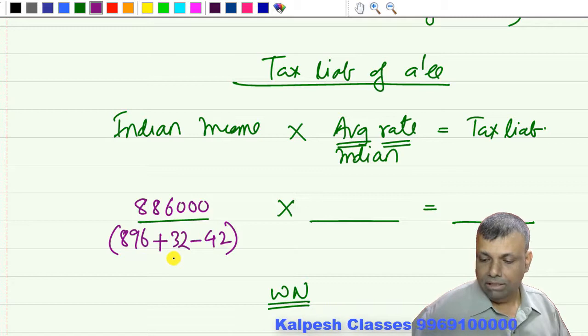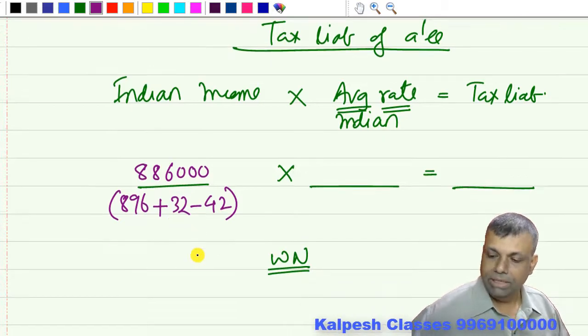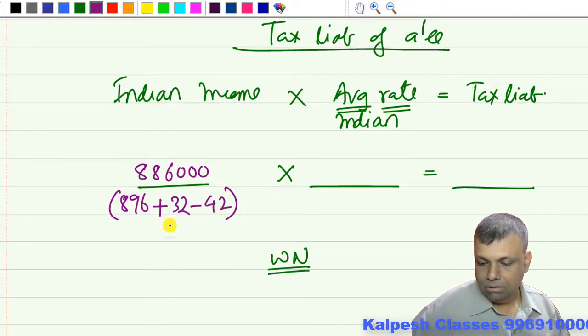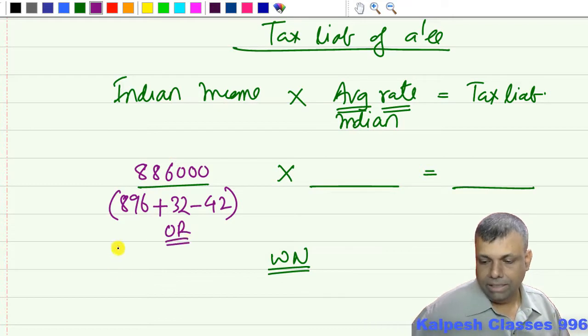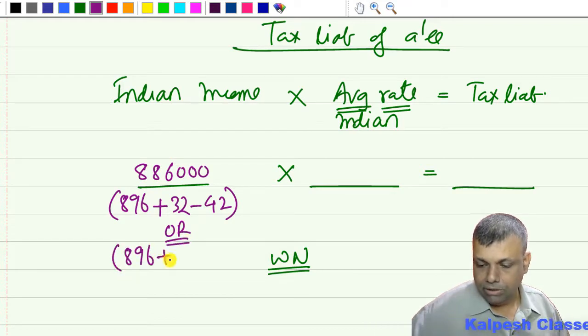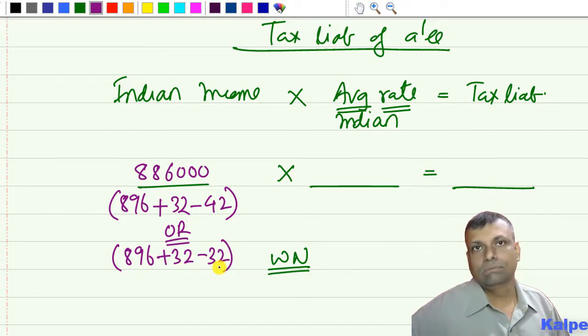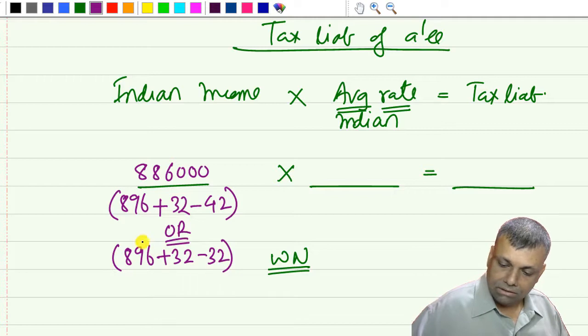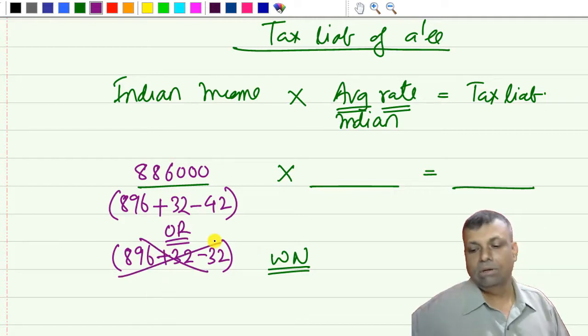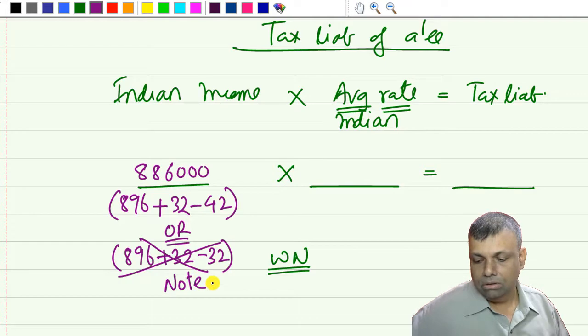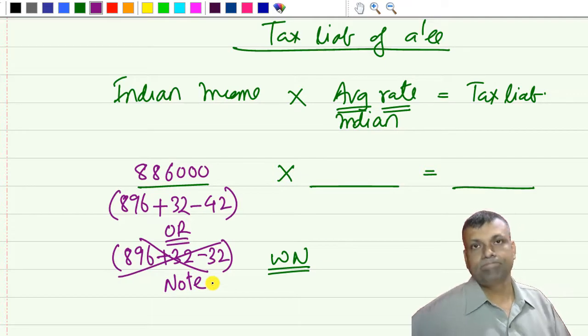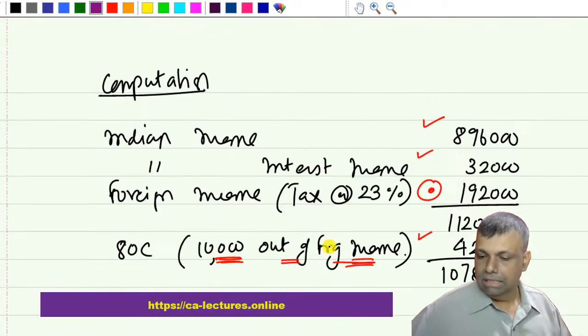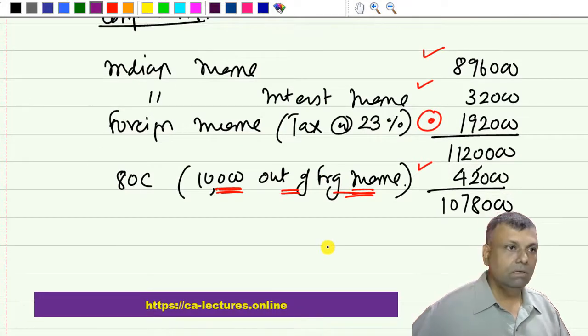Okay. Alternatively, the view that could be taken, listen very carefully, it is 896 plus 32 minus 32, because 10,000 deposited in the PPF was out of the foreign income. But we are not following this. Okay. So I will just cut this. We are not following this, but this is a note that you have to write in the examination condition. Is that okay? Now, you got this particular 10,78,000.